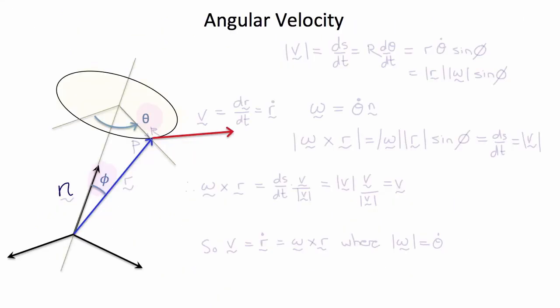So let's consider the rotation of a rigid body about an axis defined by the unit normal vector n, which is normal to the plane of rotation of point P. Point P has position vector r, and r makes an angle phi to n. The position of P is theta, and the velocity vector tangent to the circle, v, is dr/dt, or r dot.